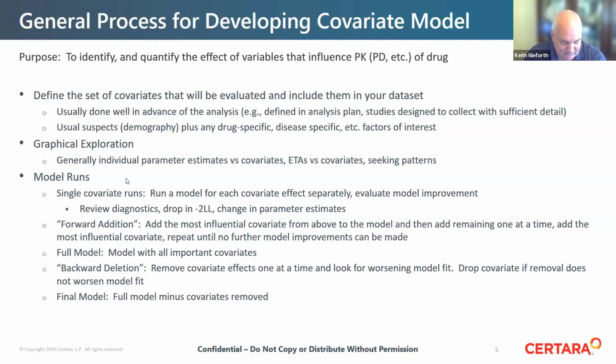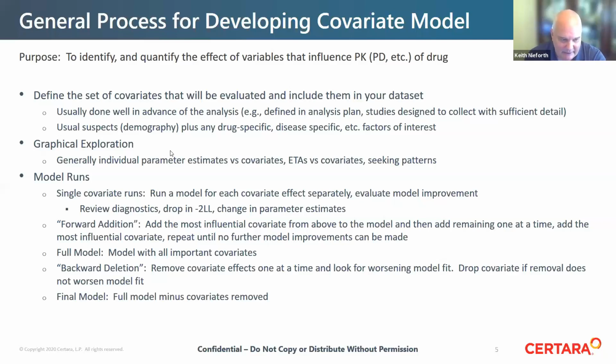So after you have an idea of what covariates you want to look at from your graphical exploration, you start to do model runs. There's single covariate runs where you add a covariate one at a time, evaluate the model improvement in terms of the objective function, change in parameter estimates. As you add covariates that explain variability, you expect your omegas or your between subject variability terms to go down. So these are the types of things that you're looking at, continuing to look at the diagnostics for improvements.